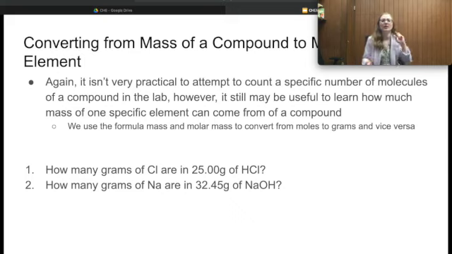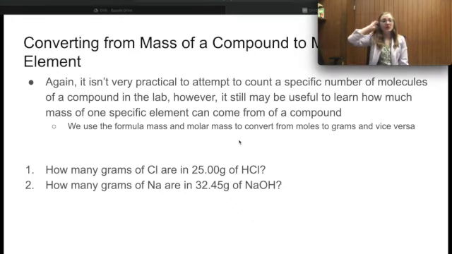So this is kind of what we're working with. The idea is we can use information from the formula mass, the molar mass, so we can go between grams and moles and move through our compound, okay? So let's go ahead and work through the two problems you see on your screen, and let's do some examples.